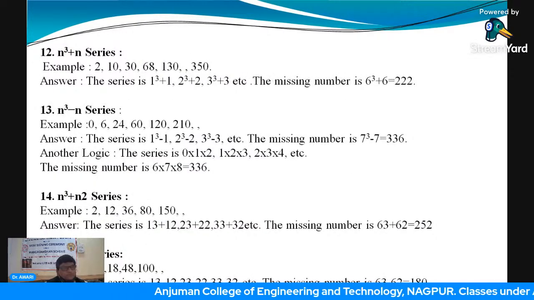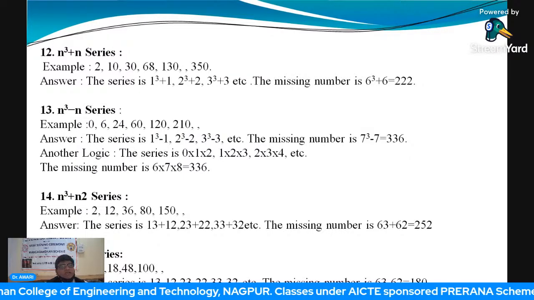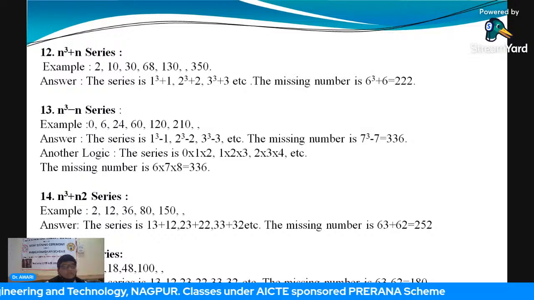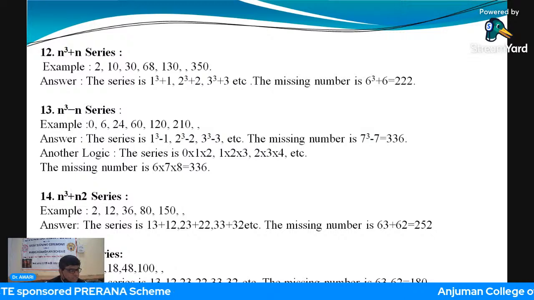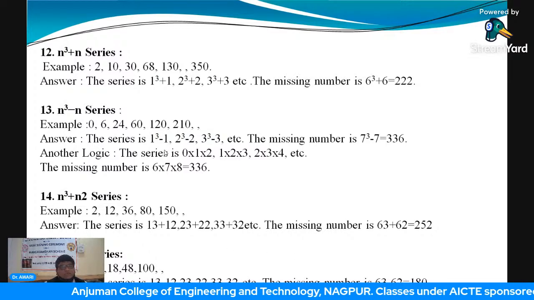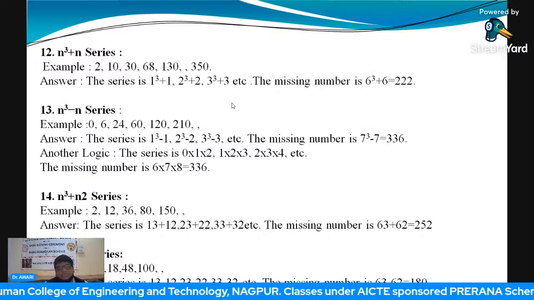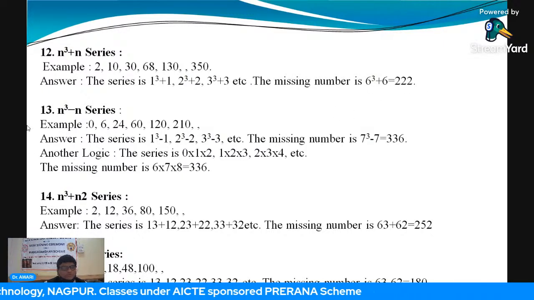Then the n cube plus n series. For example, 2, 10, 30, 68, 130, and 350. The series is 1 cube plus 1, 2 cube plus 2, 3 cube plus 3. The missing number is 6 cube plus 6, which is equal to 222.